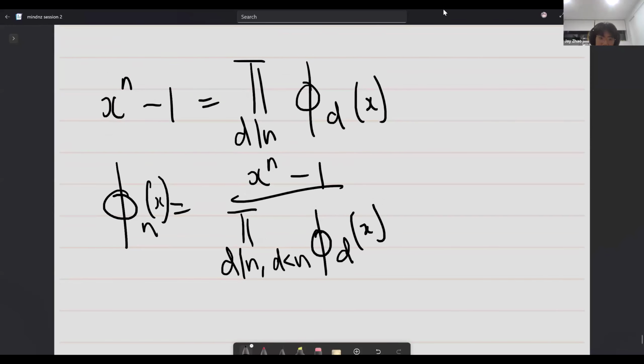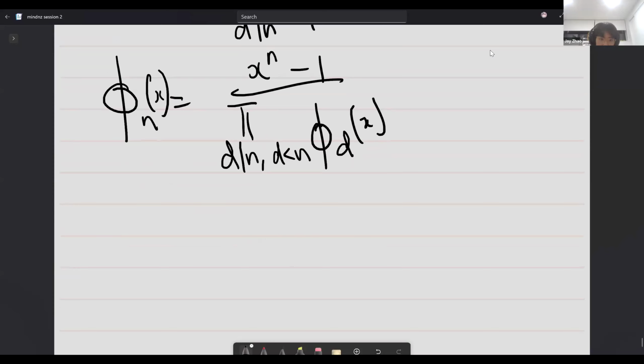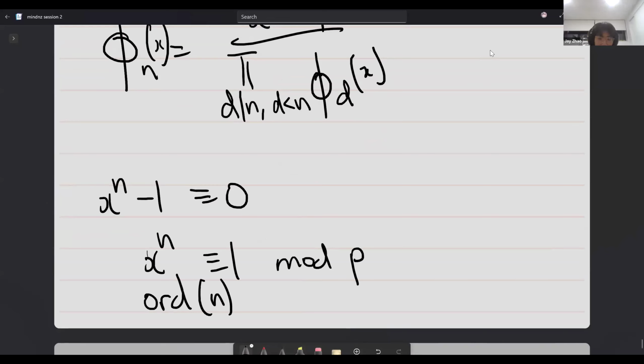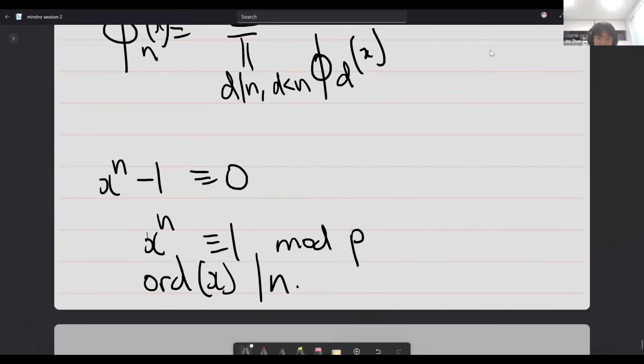So if you look at the expression x^n minus 1, if p divides this, or this is equal to 0 mod p, this means x^n is equal to 1 mod p. This means that the order of x divides n. So the order of x is one of the divisors of n.